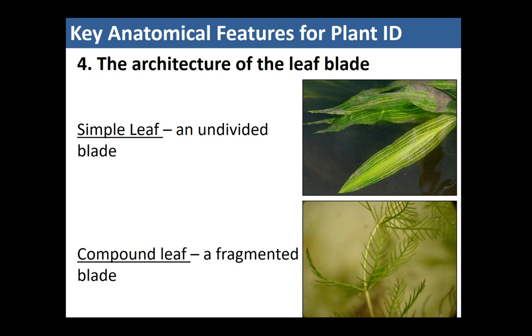On the other end of that spectrum down here, on the bottom right, is a compound leaf. A compound leaf is a fragmented blade. So everything inside this red polygon here, that's basically the milfoil leaf. But one single leaf is fragmented into all these little tiny spines, little tiny leaflets. That would be an example of a highly compound leaf.